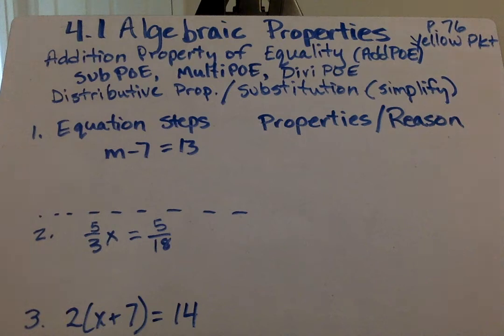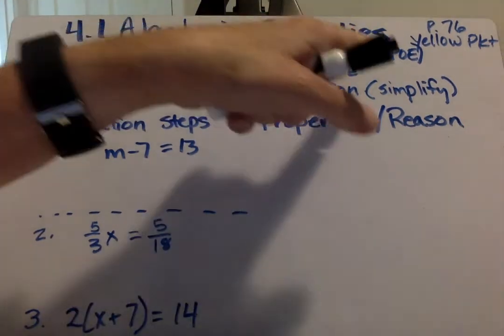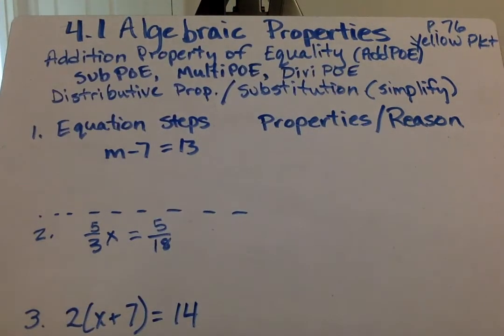Hello students, today we will be going over algebraic properties. This is page 76 in your yellow packet. Now, there are four main properties for solving equations. There's the addition property of equality, which I call ADPO. So get used to saying that, ADPO, and it's spelled A-D-D-P-O-E, like Edgar Allan Poe, property of equality.